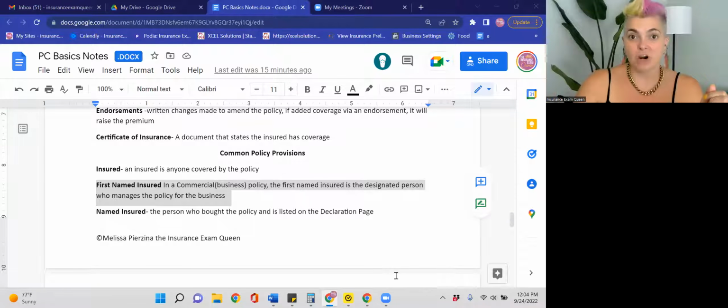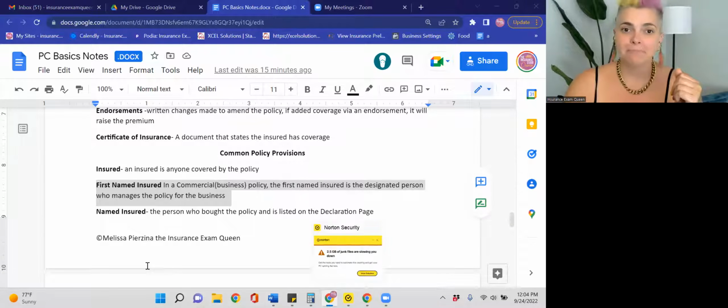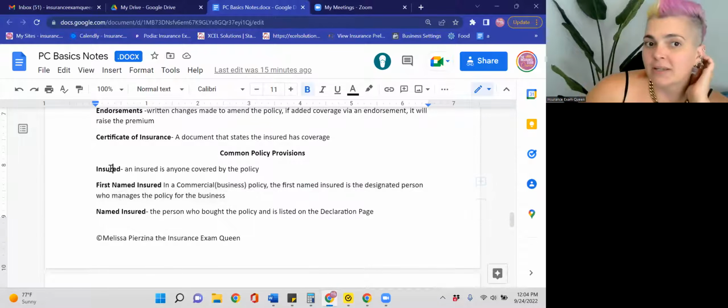Whose name appears first on the declaration page? First name insured. If they use the word first in the question, the answer will be first name insured. That one's easy peasy. They give that one away. Now, insured is one that kind of confuses people a lot.